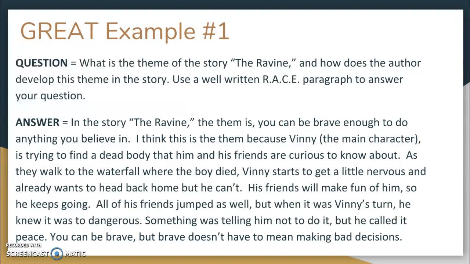Okay, so you can see in this example right away, they cited some evidence. They cited much more specific evidence. Now, could they have given me page numbers? Absolutely. That would have made them score even higher. They would have told me on what page did Vinny get a little bit nervous. On what page did it say they walked to the waterfall to find the boy's body. But they did give me more specific examples.